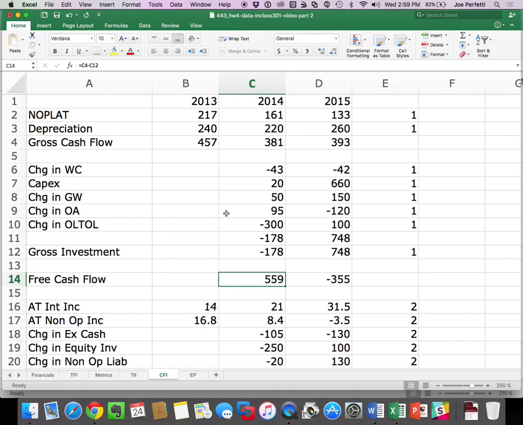So let's go back to free cash flow. Why does the business have positive free cash flow on this Excel sheet that we did the conversion for in 2014? Why does it have positive free cash flow in 2014? What's causing it to be positive?